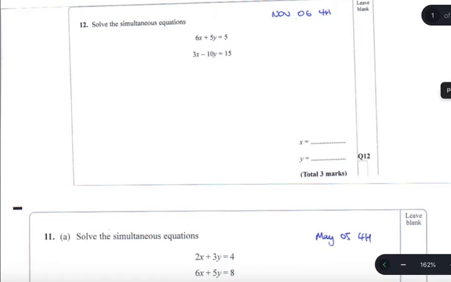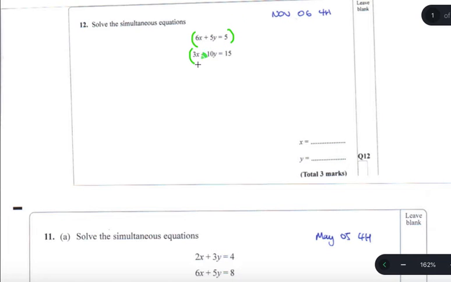Hopefully this will be helpful for your preparations of your IGCSE exams. So there are many methods of solving simultaneous equations, but since this question is not specific on which method to use, you can use the easiest and the quickest method. So we are going to use elimination.